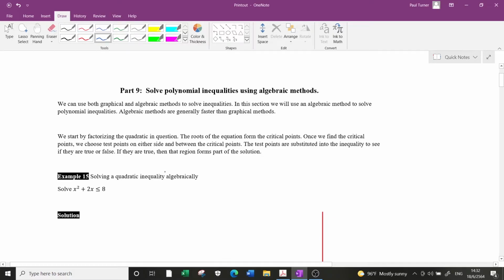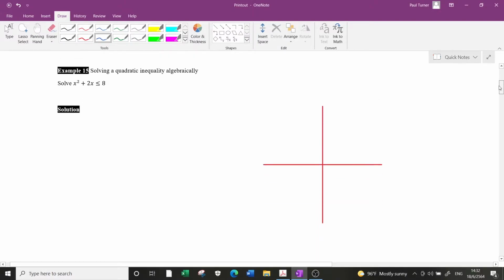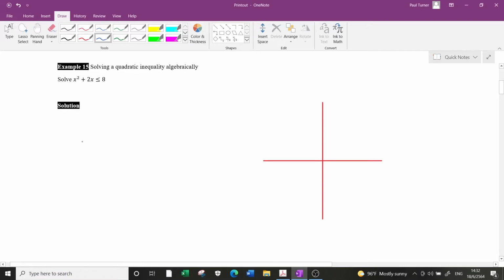This is part 9. It's about solving polynomial inequalities. So we'll just review a little bit about polynomial equations first before we do this example. For example, if you had x plus 1, x minus 2 equals 0, and we want to solve this equation, we set each of the factors to 0.